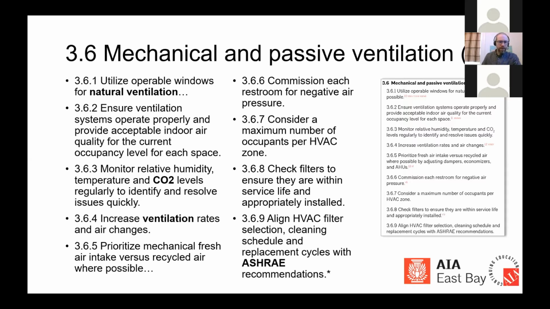Okay, so back to the mechanical portion. This one is about monitoring of the space, monitoring relative humidity, temperature, and CO2 levels to identify and resolve issues. I know in conversations in my firm, there's an idea about whether CO2 can be an analog for gauging how much virus may potentially be there in the space.